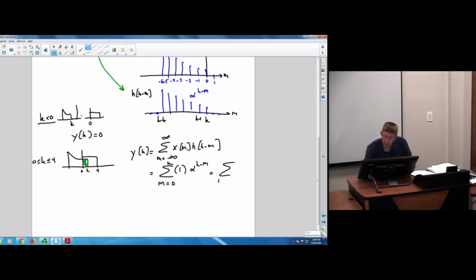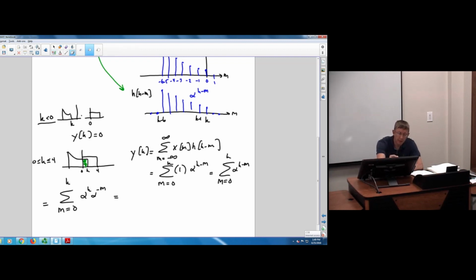All right, let's just make that look a little nicer. M equals 0 to k, alpha to the k minus m. Just got rid of the 1. Now we just get to do a little algebra. M equals 0 to k. Alpha. You okay with that? All right. Alpha to the k, that's a fixed constant. I'm looping on m right here, right?